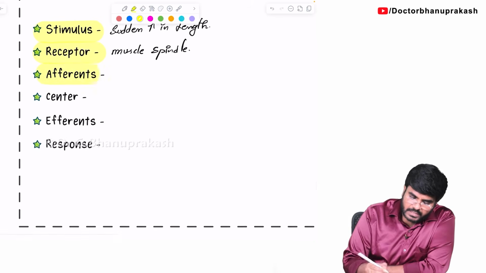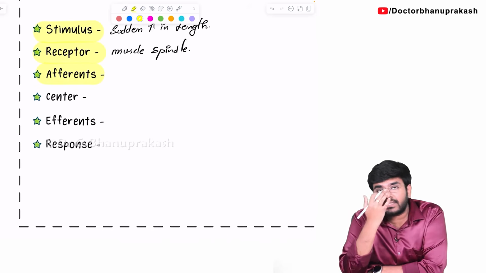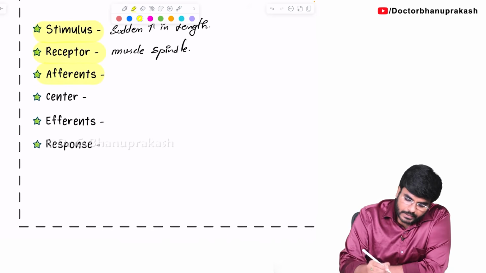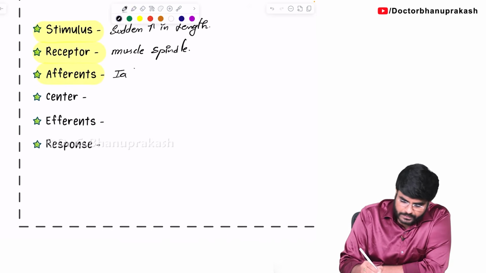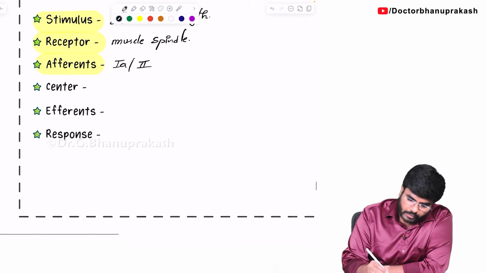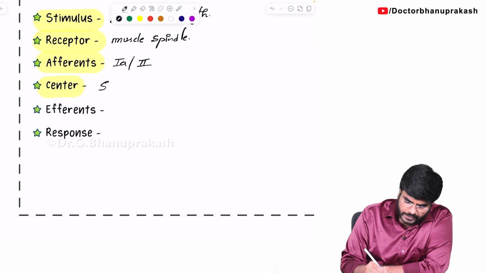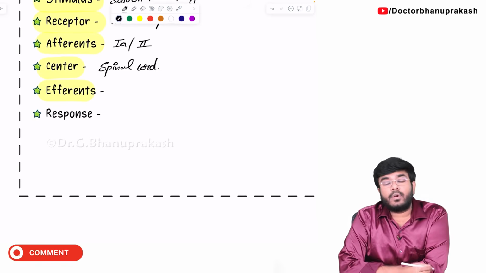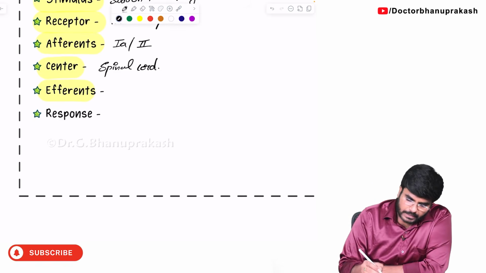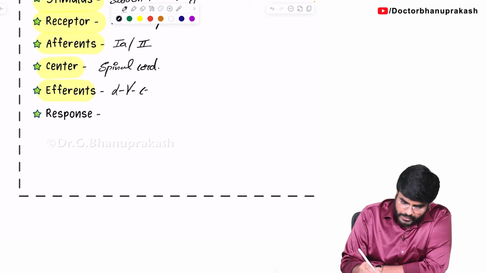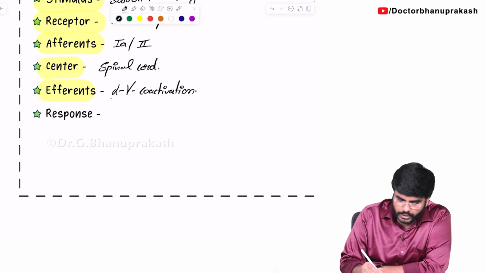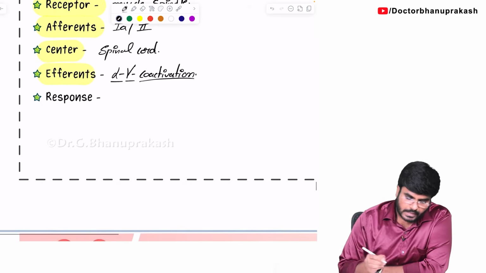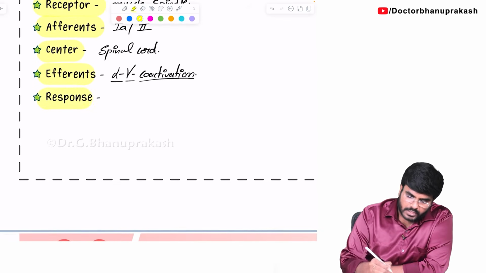And what are the afferents which are involved in this? Afferents are sensory neurons which are taking this information to the spinal cord. Afferents are 1A fiber and secondary fiber. And what about the center? Center is spinal cord. Next, what are the efferents? Efferents are alpha gamma coactivation, that is, the alpha motor neuron and the gamma motor neuron both are activated. And what is the response, guys? The response is muscle contraction.